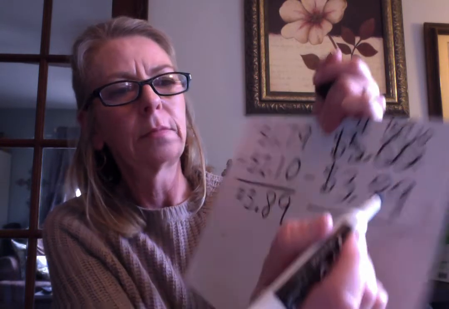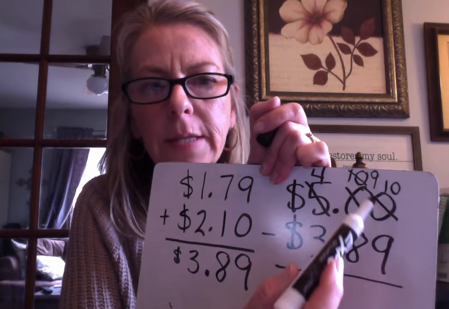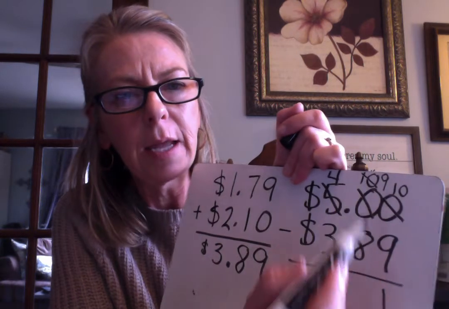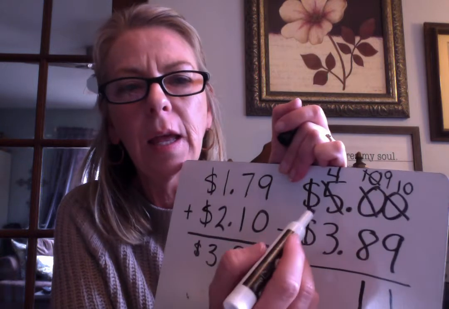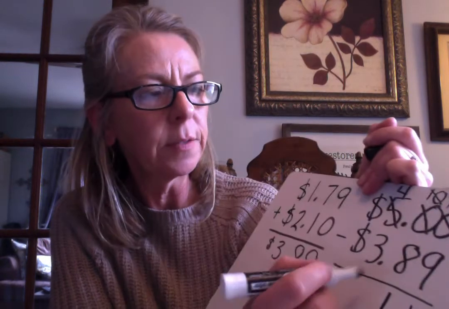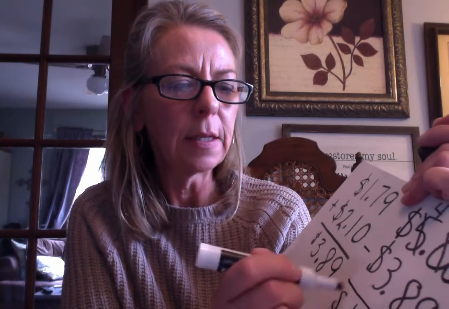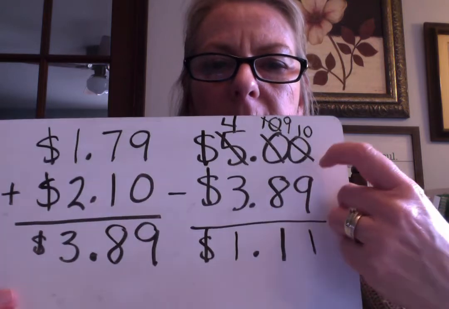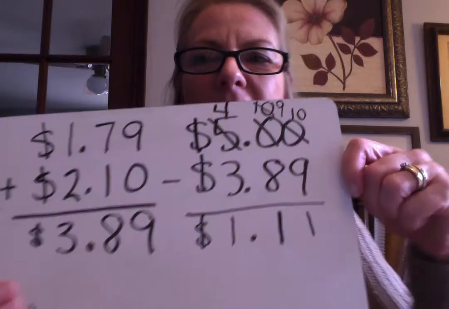Hope you said 10. Remember, this pattern is just the same as what we've been working with all year. Okay, so 10 minus 9 is 1. 9 minus 8 is 1. And then $4 minus $3 is 1. So that's how much change you would get back when you bought your cards that were $3.89 when you paid with a $5 bill. We'll be practicing with that a little bit more.